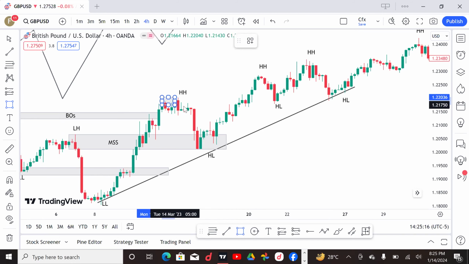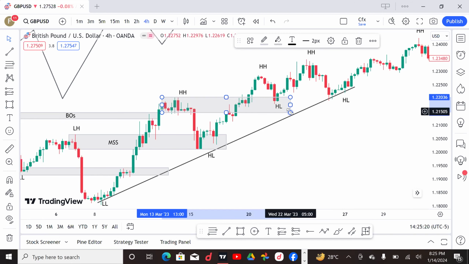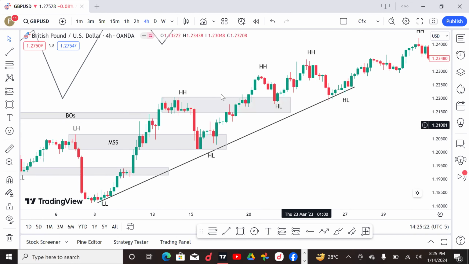So what happened that price took this other one here? You can see that, right? Price took this other one right here. We got this higher high. Price violated the higher high and came back to retest. So let's keep going.